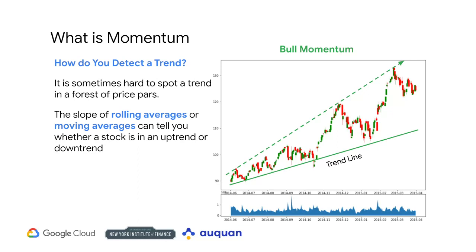Quantitative traders need a measure that is more objective but still versatile. They use moving averages to clearly see stock price trends that may not be apparent in a forest of price bars. The slope of a moving average line can show you whether a stock is in an upward or downward trend and can be used to generate trading signals. You'll see how to construct moving averages next.